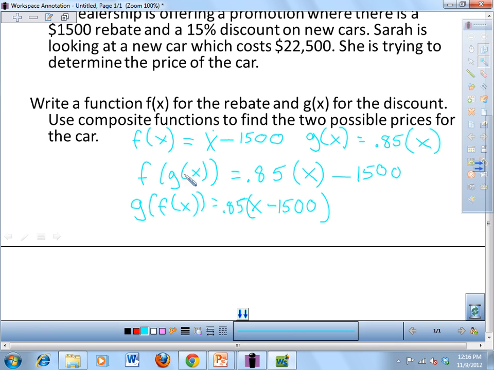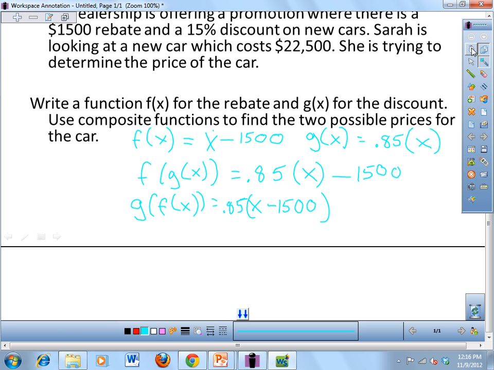And the car dealer probably wants you to do which one? The car dealer probably wants you to do this one. And you say, no, I want to do this one because I get a better deal. It only ends up being about a $200 discount difference between the two. But that's how composite functions work.